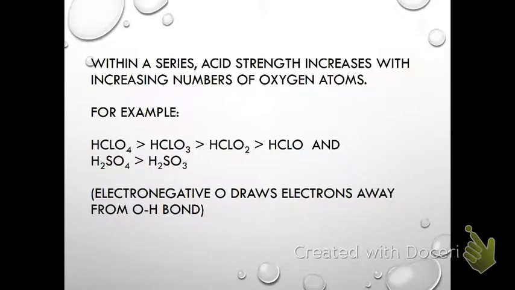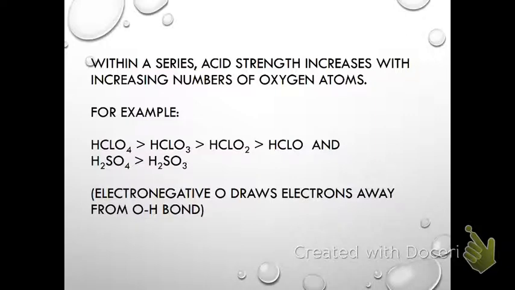Within a series, in other words, like perchloric, chloric, chlorous, and hypochlorous acid, the acid strength increases with the number of oxygens. So HClO4 is a strong acid, HClO or HClO2 is not. Same thing with sulfuric versus sulfurous, nitric versus nitrous. The one with the higher oxygen is stronger, not always a strong acid, but stronger than the ones with less.